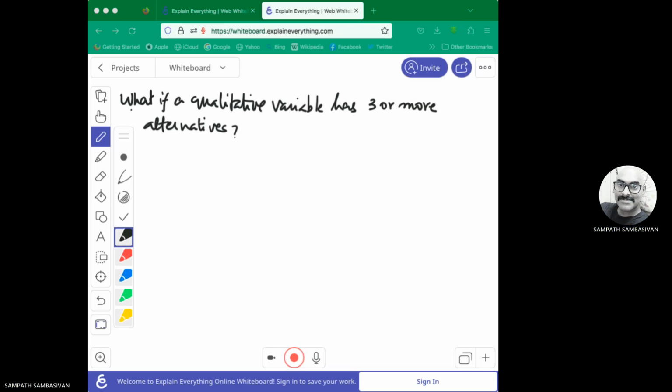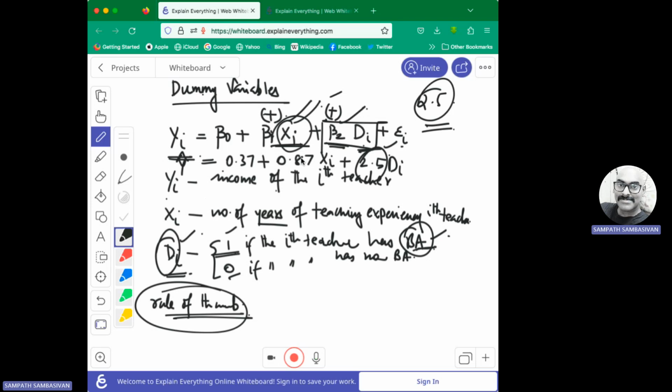Now, the question that we are posing here is, can there be situations where the qualitative variable has 3 or more alternatives, or 3 or more possibilities? The answer is yes. It is quite possible for a qualitative variable to have 3 or more alternatives as well. If we go back to this very same example, what is it that we have told? We considered the possibility of the teacher having a BA degree or no BA degree, isn't it?